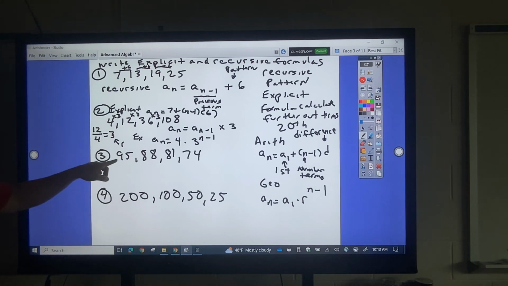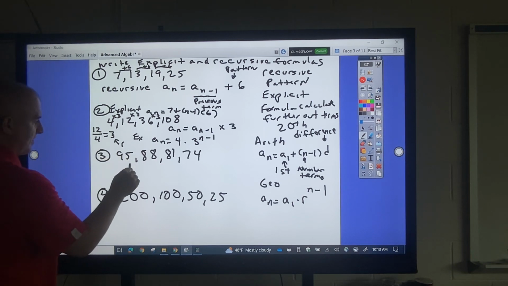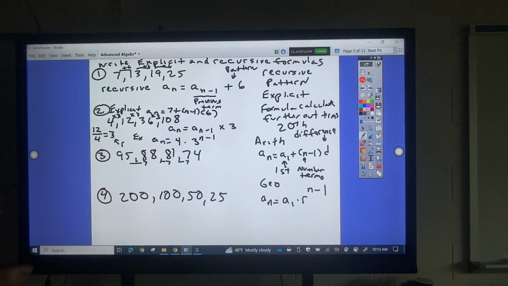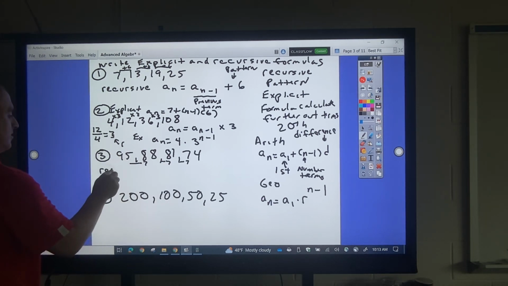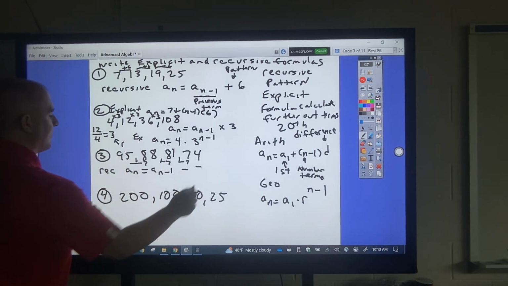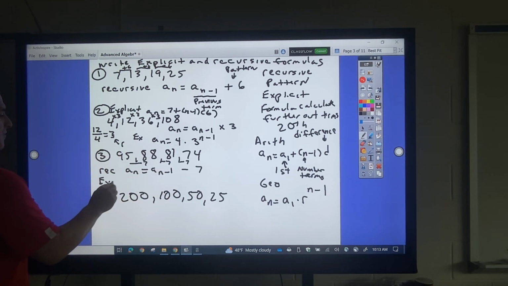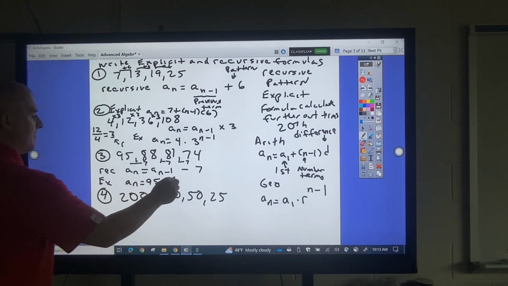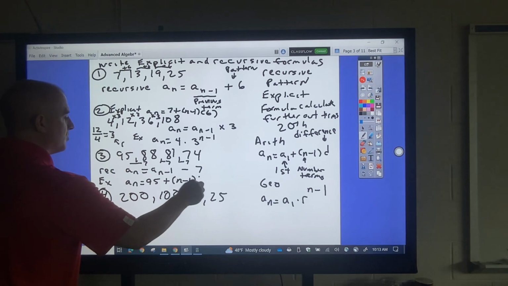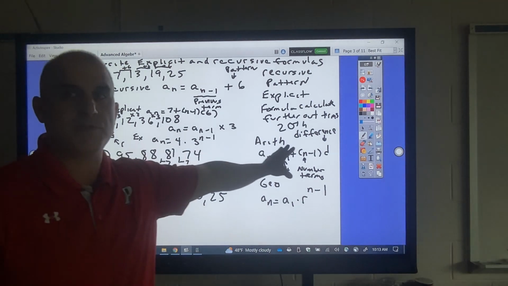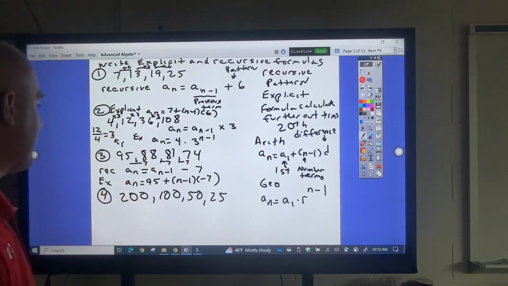So what's happening here? That's going to be subtract 7, subtract 7, subtract 7. That's an arithmetic one. The recursive formula is AN equals AN minus 1, minus 7 is the pattern. The explicit formula is AN equals, I got A1, which is 95, plus n minus 1. Now, since I'm subtracting 7, I put negative 7, because I'm actually subtracting 7 as a pattern. Difference doesn't always mean subtract. You could be adding.